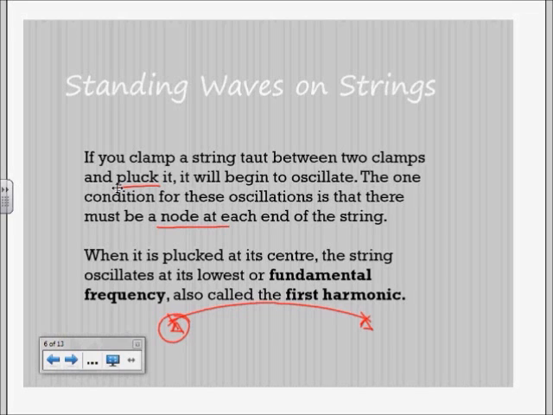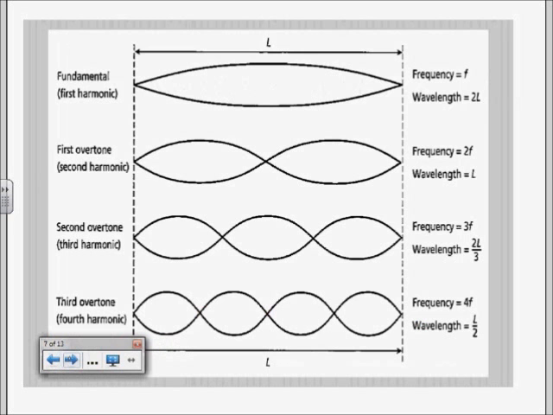All right, so when the string is plucked at its center, the string oscillates at its lowest frequency. What I've drawn down here, this diagram, indicates the lowest frequency, what's known as the fundamental frequency. It's also called the first harmonic. So again, in terms of your notes, I would suggest that this statement be put into your books. Here's a diagram that illustrates these things.